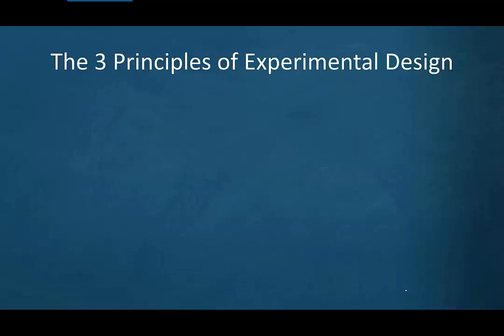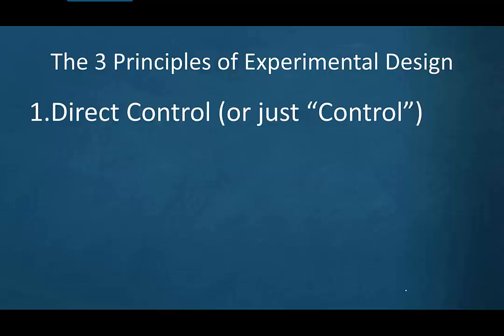So let's talk about the 3 principles of experimental design. Some books will list 4. We're going to talk about 3 of them here. The first one is direct control, or sometimes just called control. Direct control: researchers assign treatments to cases, and they do their best to control any other differences in the groups. So they want the groups to be as similar as possible, except for that treatment, so that at the end of the experiment, any difference in response between the groups can be attributed to the treatment and not to some other confounding or lurking variable.